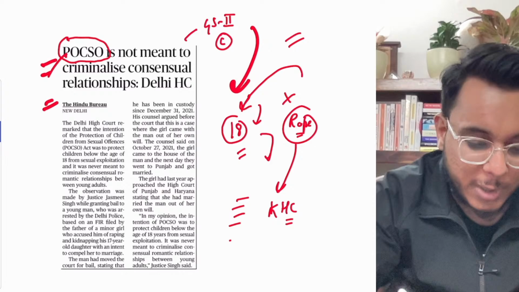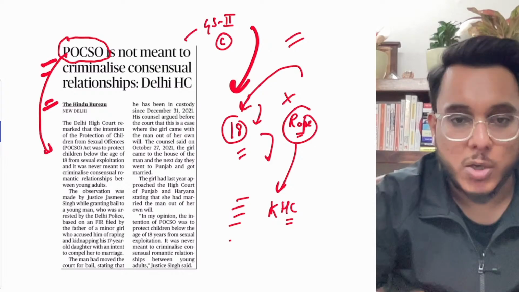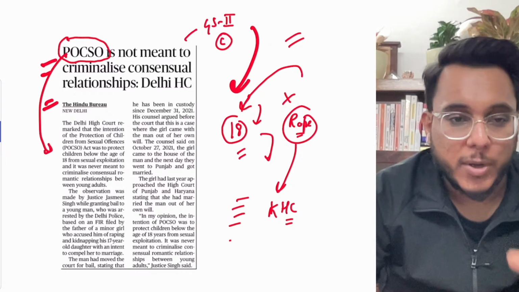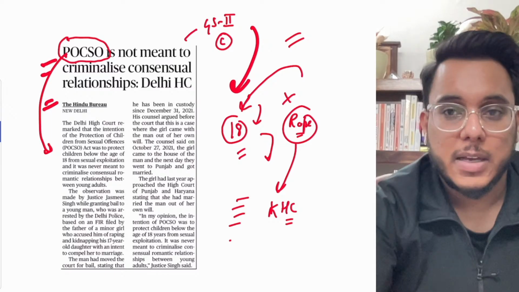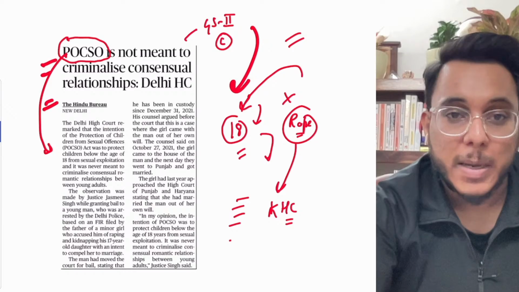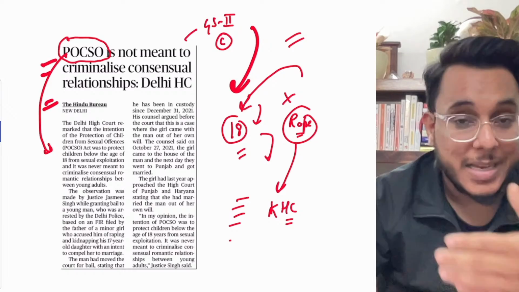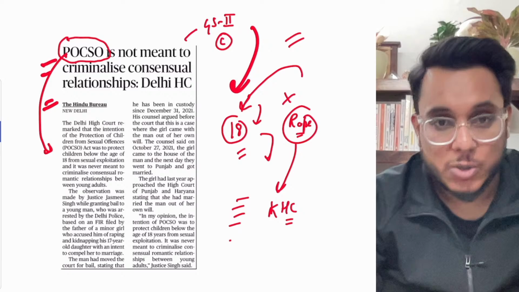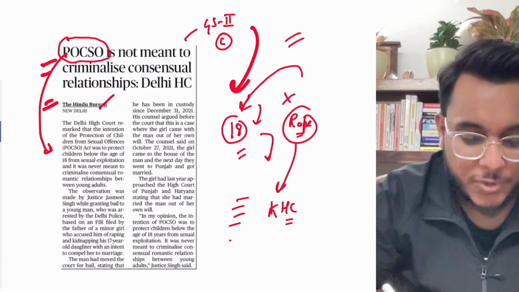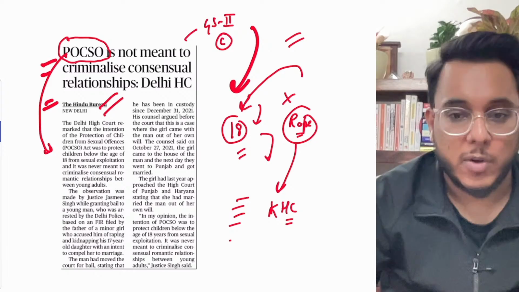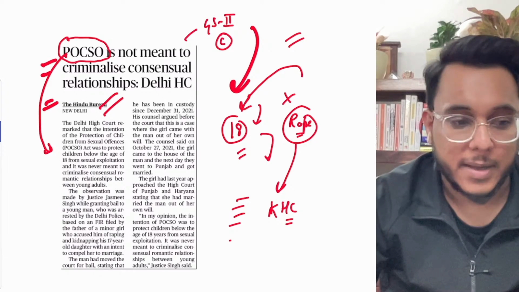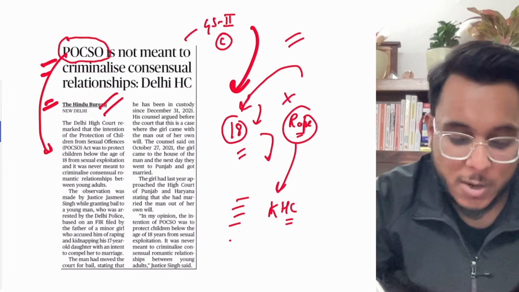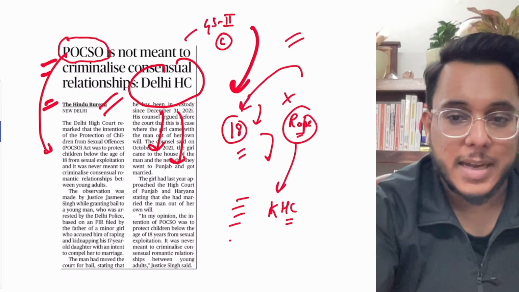So basically, when we talk about the POCSO, it was meant for protecting the children from sexual abuse, but it was not meant to criminalize consensual relationships. But this particular law is not being used in the right manner. Therefore the Delhi High Court has recognized that we need to look at this matter, and an amendment might be brought. Fine, so this is all about this particular article.